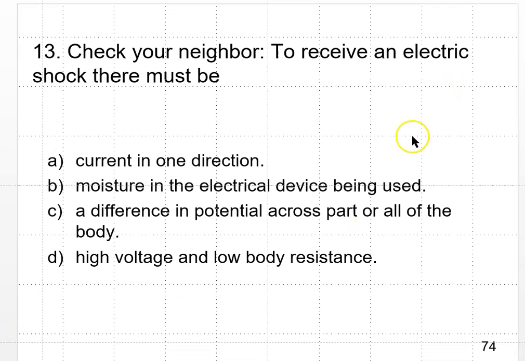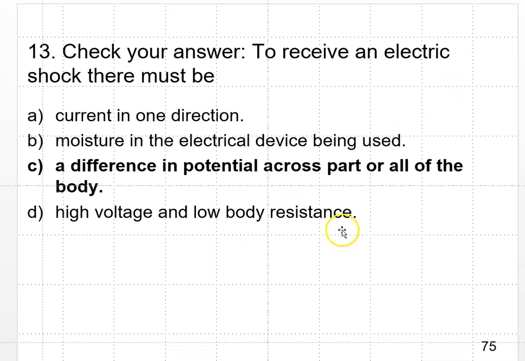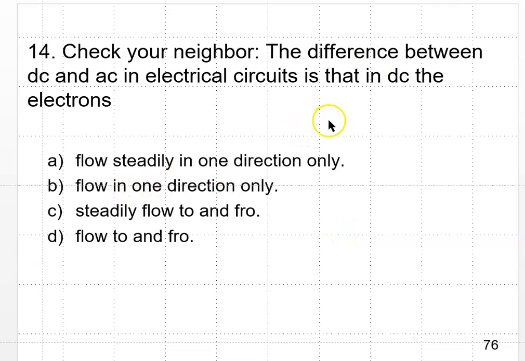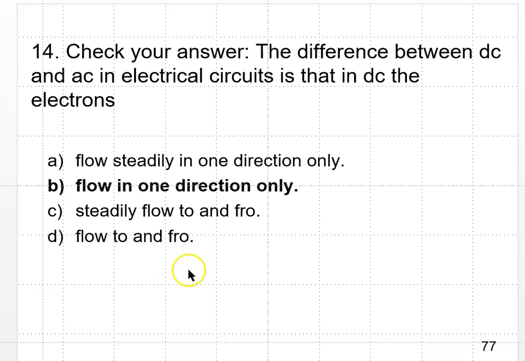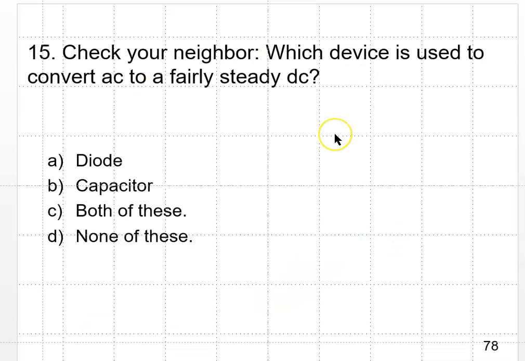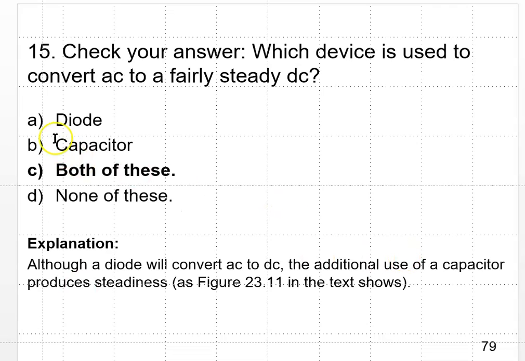To receive an electric shock, there must be a difference in potential across part or all of your body. The difference between AC and DC in electrical circuits is that in DC, the electrons flow in one direction only. In AC, they flip back and forth. They move, slosh back and forth. They dance. Which device is used to convert AC to fairly steady DC? Actually, they use a diode and a capacitor. The diode will convert AC to DC. If you put a capacitor in there, you get steadiness.